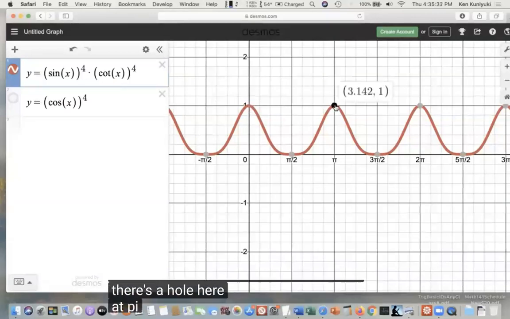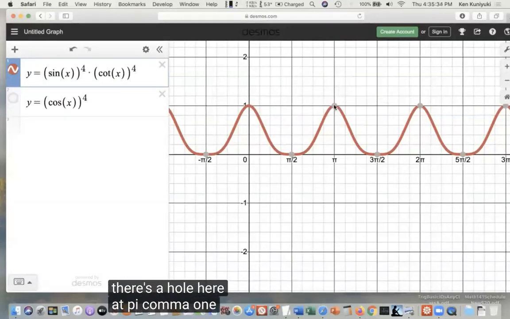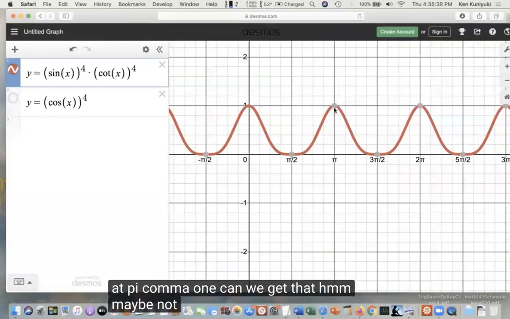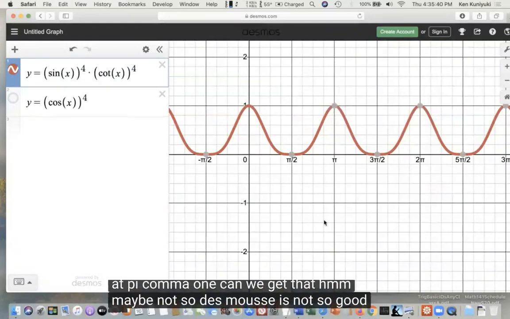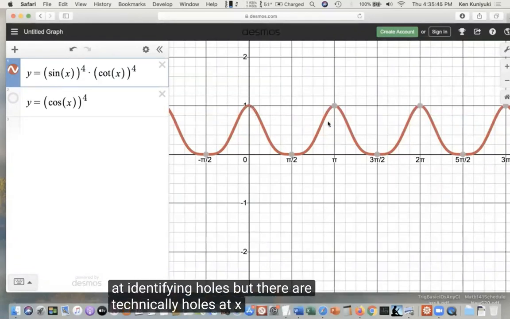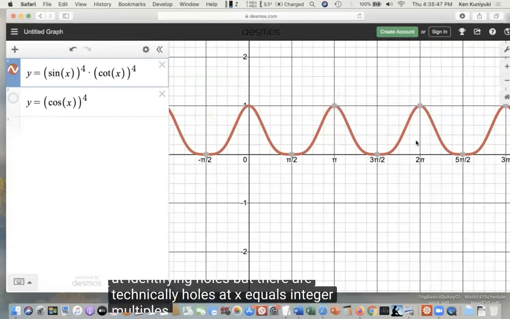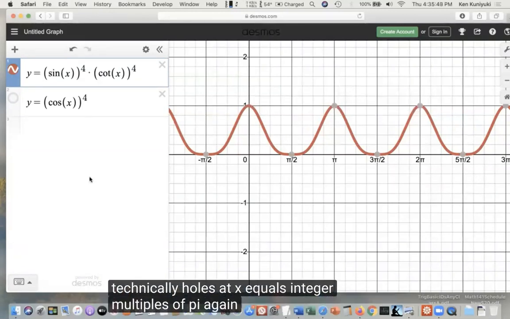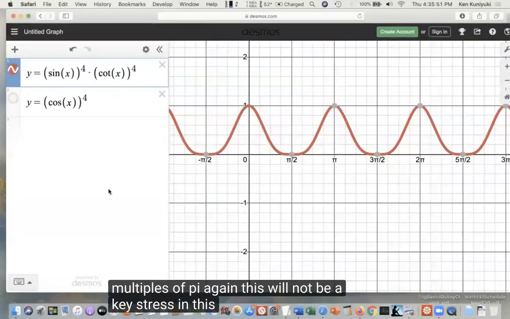There's a hole here at pi, 1. Can we get that? Maybe not. So Desmos is not so good at identifying holes. But there are technically holes at x equals integer multiples of pi. Again, this will not be a key stress in this chapter.